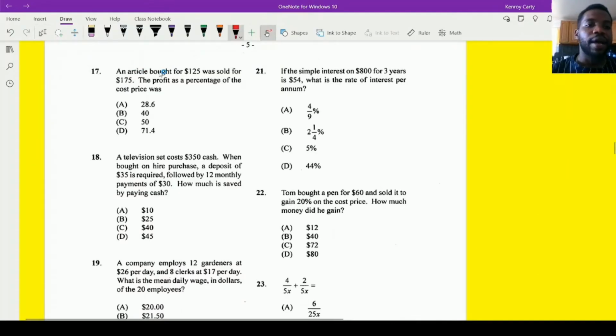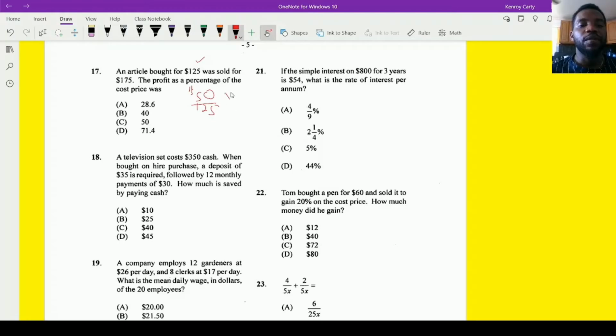Question 17. An article bought for $125 was sold for $175. The profit as a percentage of the cost price. Now, if you bought something for $125 and you sell it for $175, you sell it for more. You made a profit. That profit is 175 minus 125, which is 50. So you have a $50 profit. But what you want is as a percentage of the cost price. So it's going to be $50 over 125 because that's the cost price.